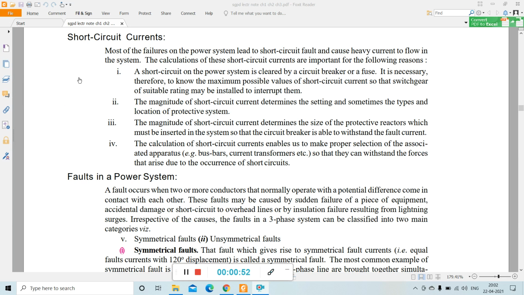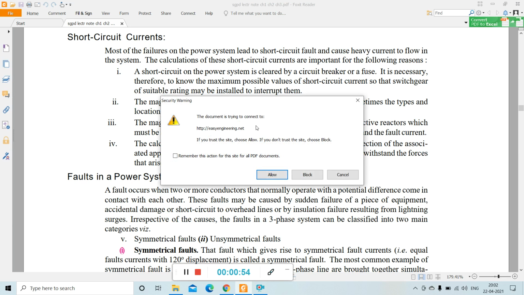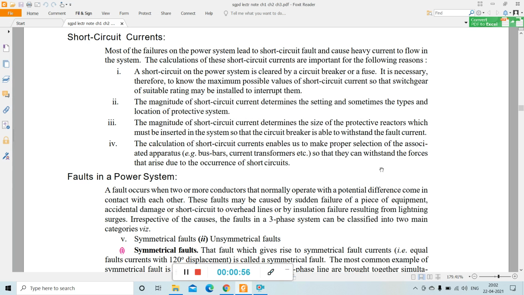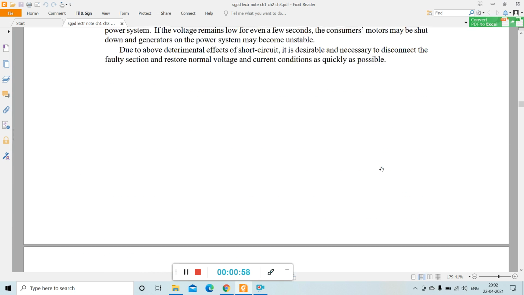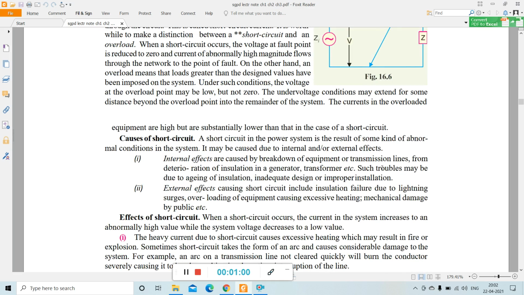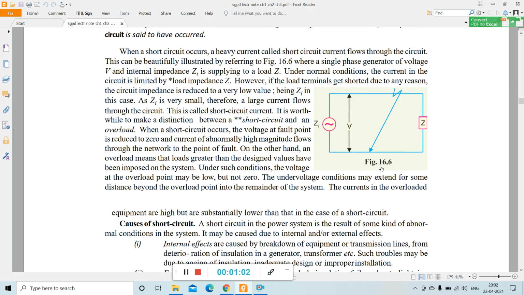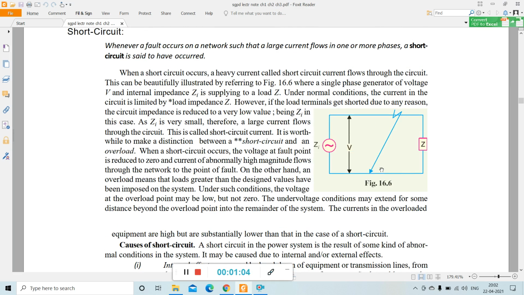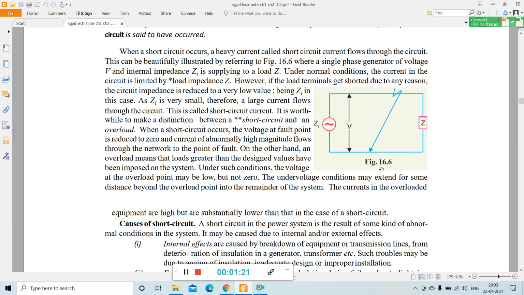In the previous class we already discussed this. We already studied what is short circuit current. It is an abnormally high or large current flow in a circuit when a fault occurs. This type of current is the short circuit current, or you can say a short circuit has occurred.